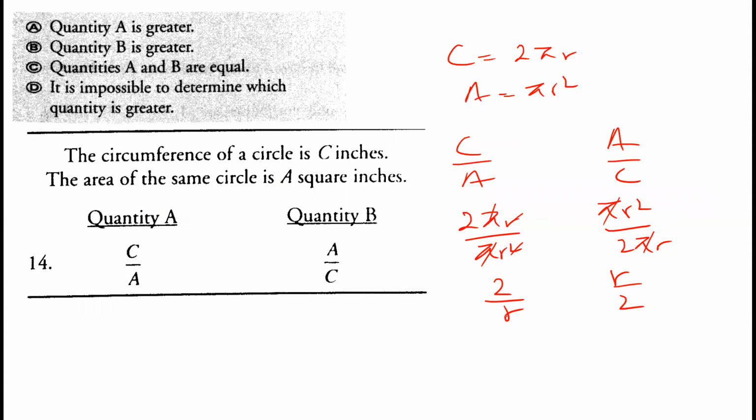Now, 2 over r and r over 2. Now, they can only be equal if r equals 2. But that's not a necessity. That's not necessary that r is always equal to 2. If r equals 1, then quantity A would be greater than quantity B. So we don't know which quantity is greater or equal or less. So when r equals 2, then both of them are equal, and other than that it's not defined, so it is impossible to determine. So option D is correct.